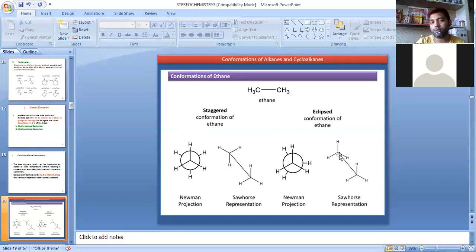Similarly, in the eclipsed conformation, for both the back carbon and front carbon, the bonding will be the same, Y or inverted Y. In this case it is inverted Y. See, the structure is like an inverted Y.